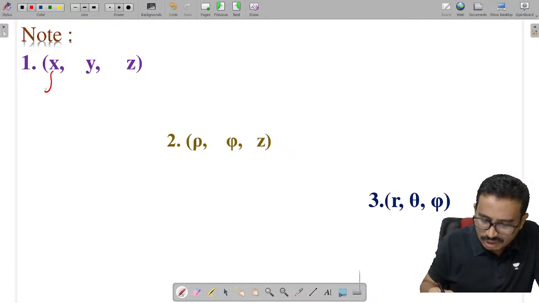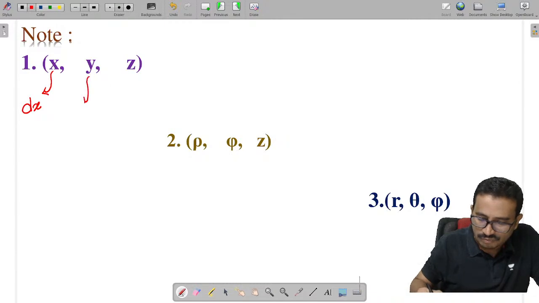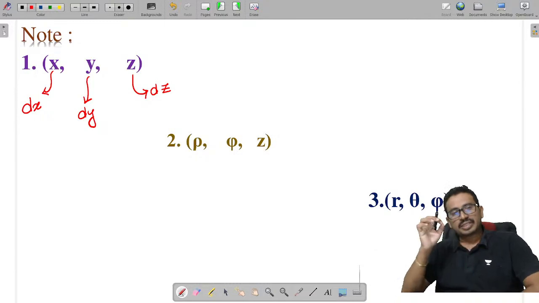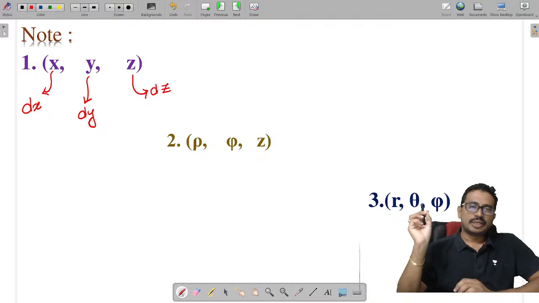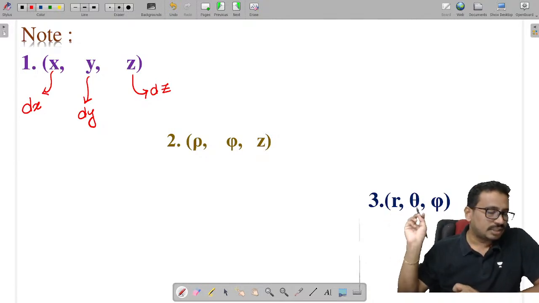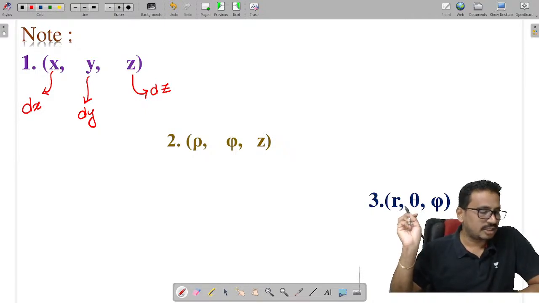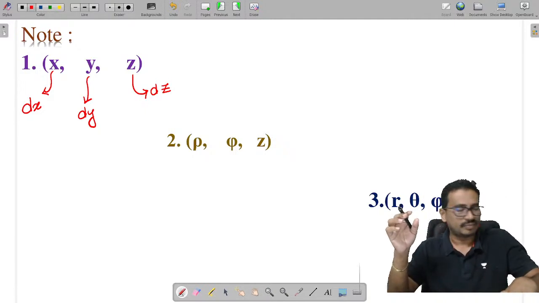X, Y, Z. Can you tell me the change in length along the X direction? Change in length along the X direction is dx. Along the Y direction, the change in length is what? dy. Along the Z direction, the change in length is dz. So by knowing this change in length along X, Y, Z, we can easily write dl, ds, dv. Everybody, by knowing the change in length in the corresponding direction, we can easily write dl, ds, dv.